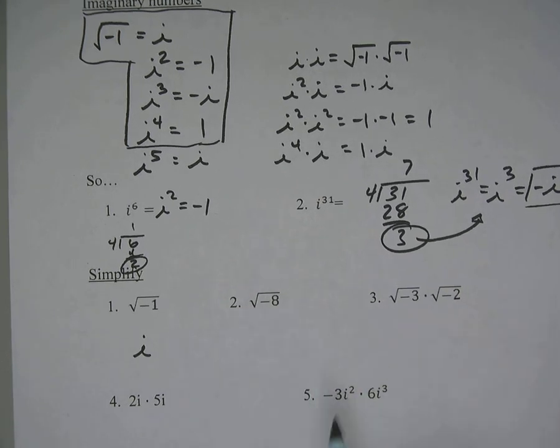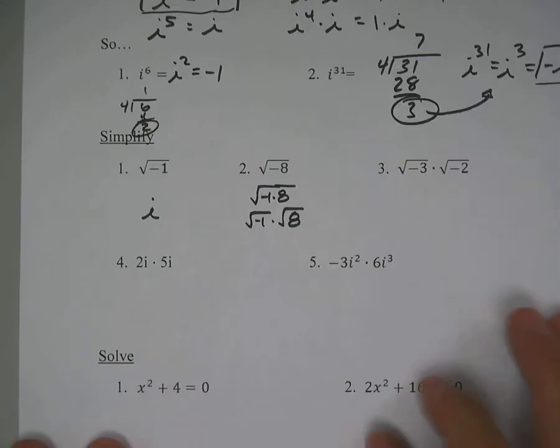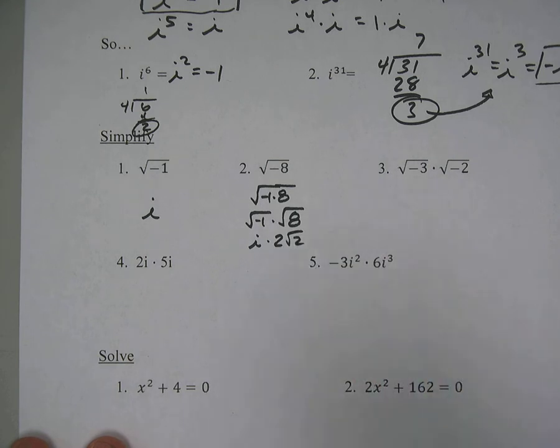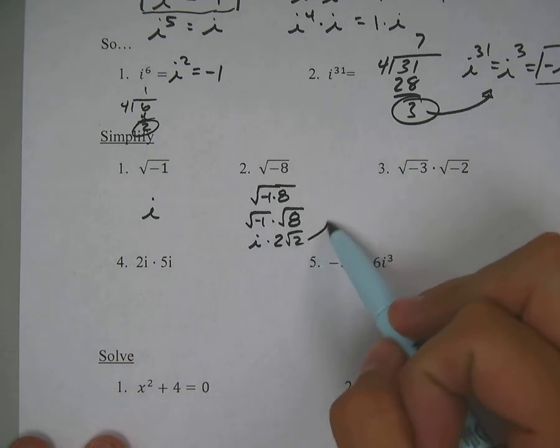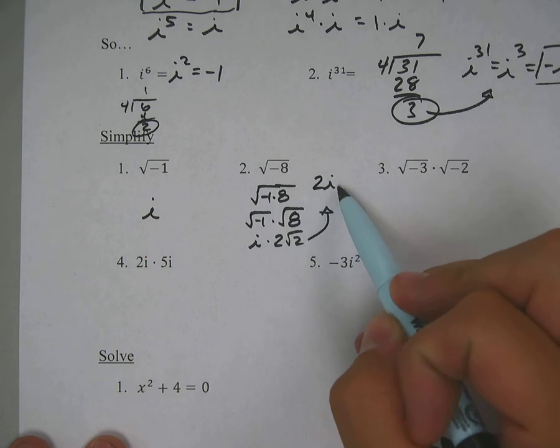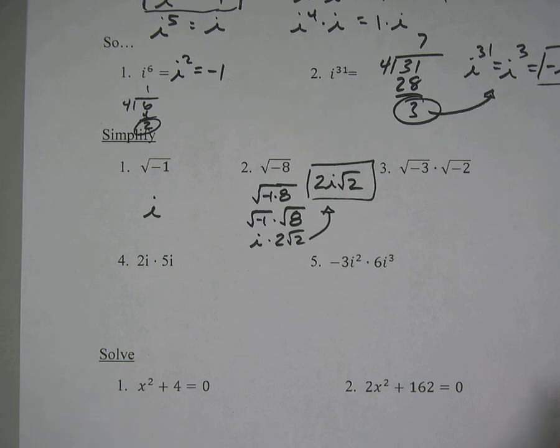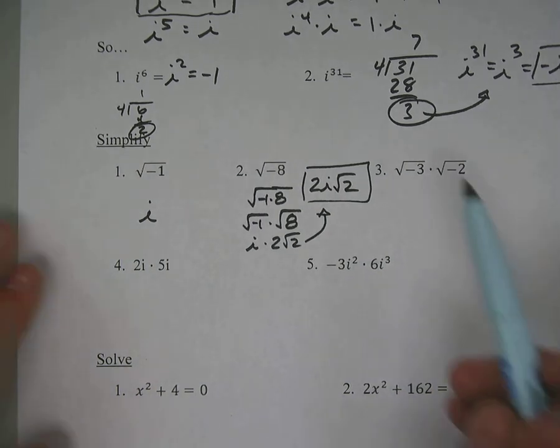Okay, what about this one? Well, the square root of negative 8, that's the same thing as the square root of negative 1 times 8. And the square root of negative 1 times the square root of 8. And you know that the square root of negative 1 is i. And you know the square root of 8 is 2 root 2. Okay, so if I put those together, I would just write 2i root 2. Pretty simple.